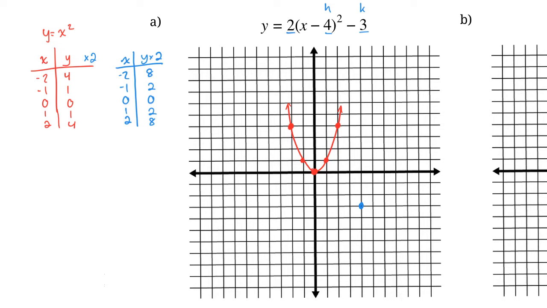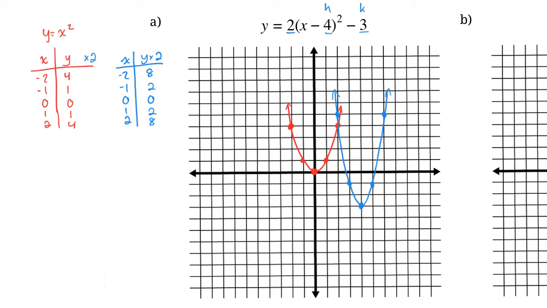For our new vertex 4 and -3, we're going to go over 1, up 2 to our new point, and then we're going to go over 2, up 8 to our next point. And on the other side, it is just a reflection. And this is actually our newly transformed parabola.